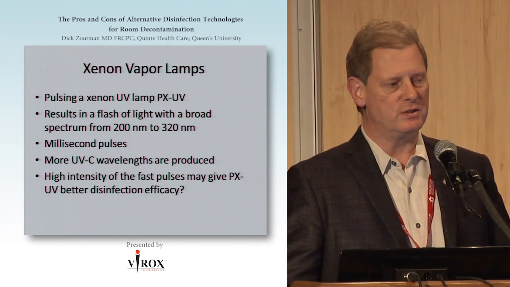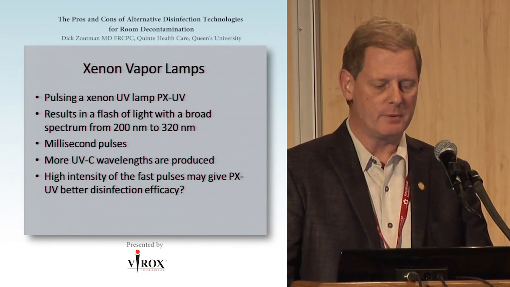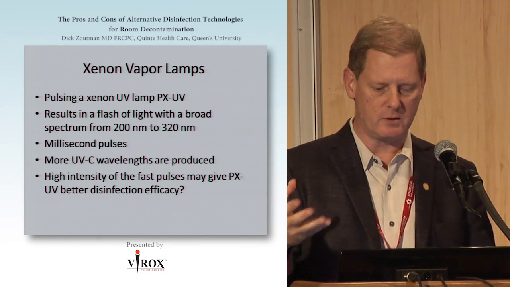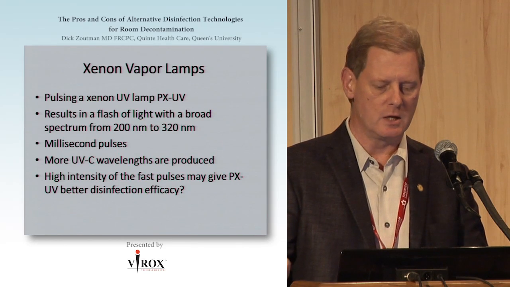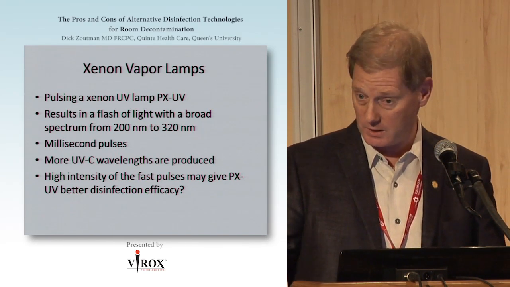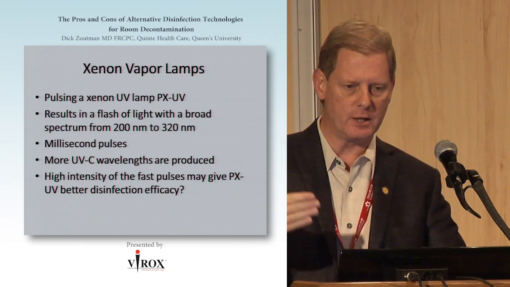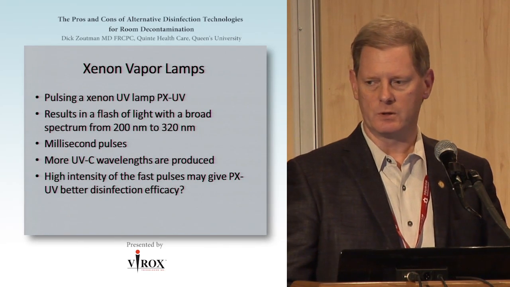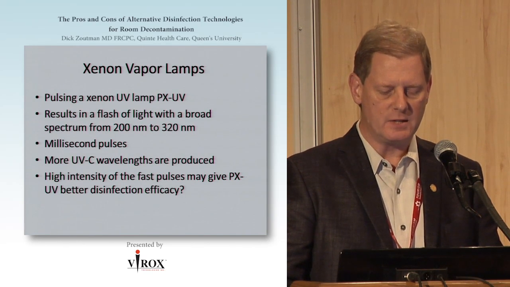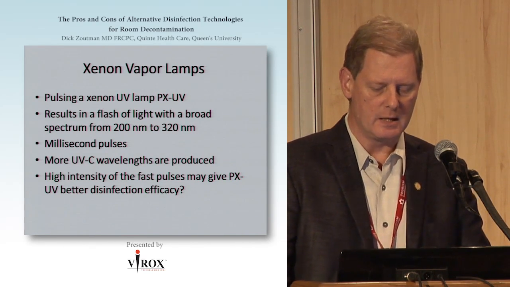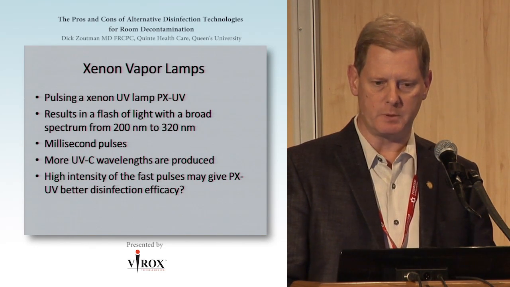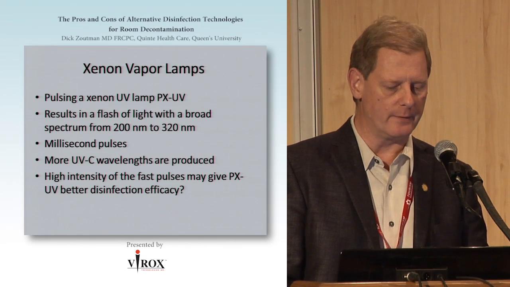The other type of bulb is a xenon vapor lamp that has xenon that's pulsed. So there's a bright flash of light that's incredibly bright. It's in milliseconds, producing a spectrum of light that's quite broad over UVA, B, and C. So you get more spectrum, but it includes the most potent wavelength of around 260. The high intensity of the fast pulses gives pulsed xenon light perhaps better efficiency in some people's mind, but the data is still not out on that.